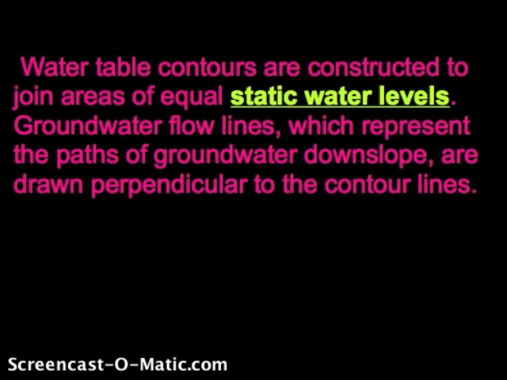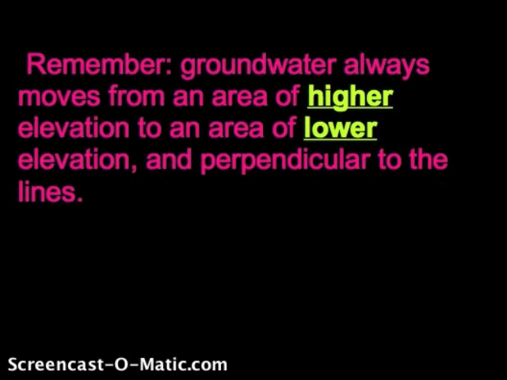We're actually going to do a couple of activities, one called Trouble in Paradise, and another that goes with the flow. Great activities produced by the state of Wisconsin and the Department of Natural Resources. We're going to take a look at static water levels and how groundwater flows and how it could contaminate things. Now remember, groundwater always moves from an area of higher elevation to an area of lower elevation, and perpendicular to the lines, the flow nets, the lines that we put on the contour maps.